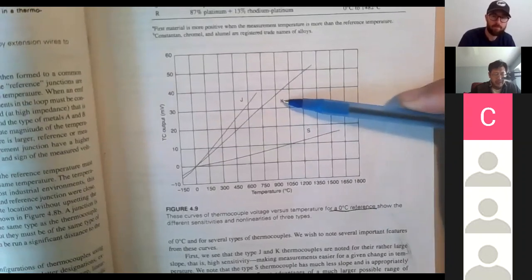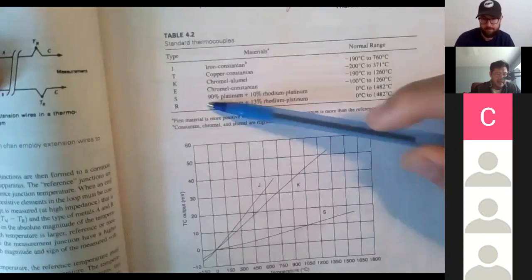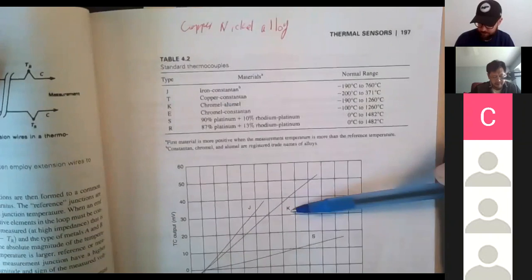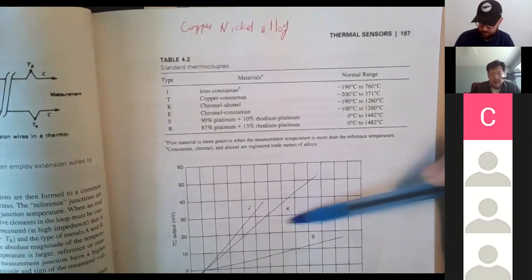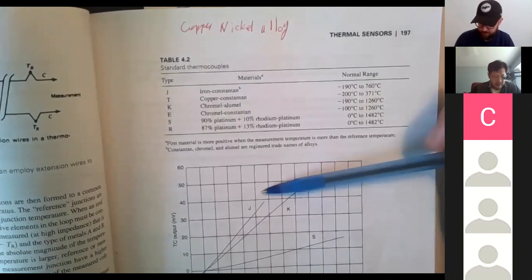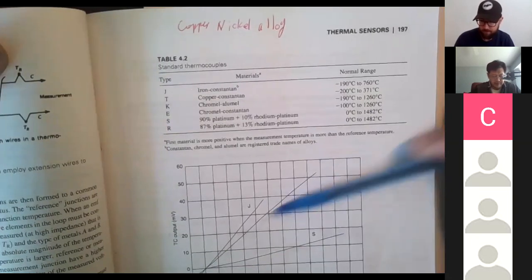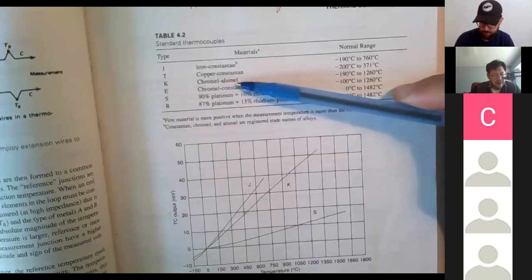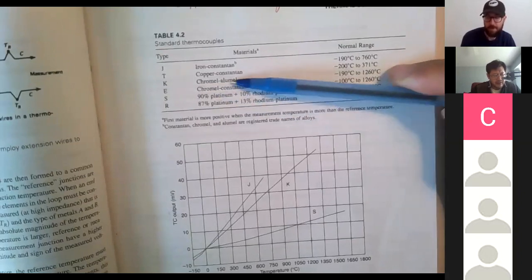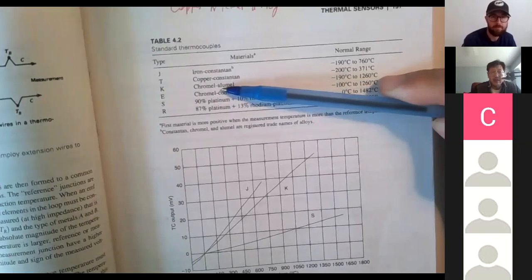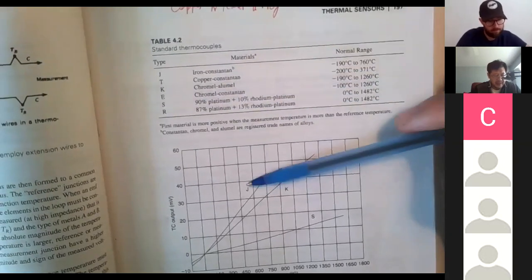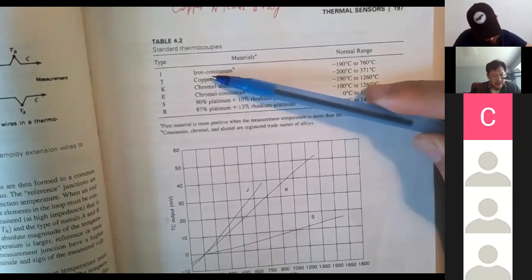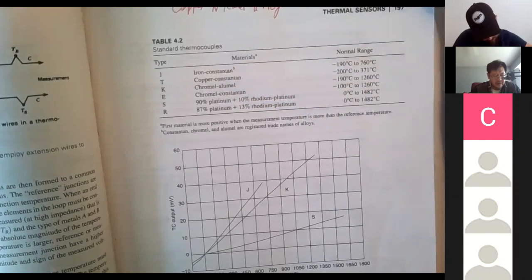Define the different types: type K, type S, type J. Type K is the most common. If you look at this slope, yeah. Type K is based on these two metals. That's the material to build a type K. Type J will be a different type, iron and constantan.